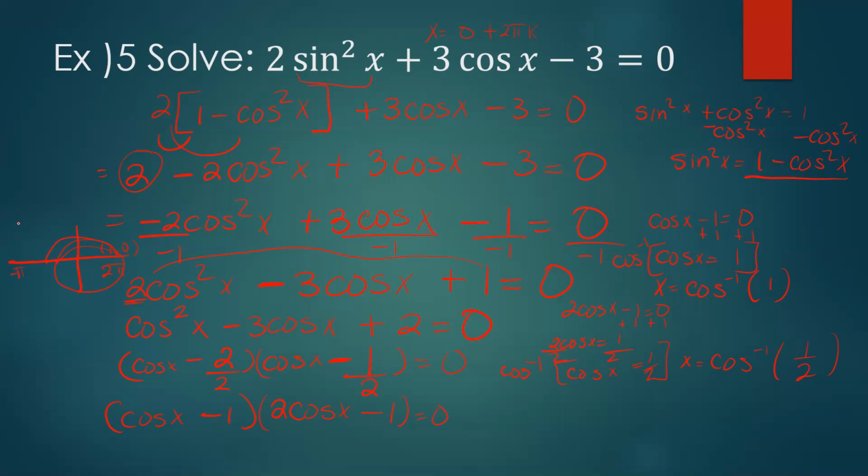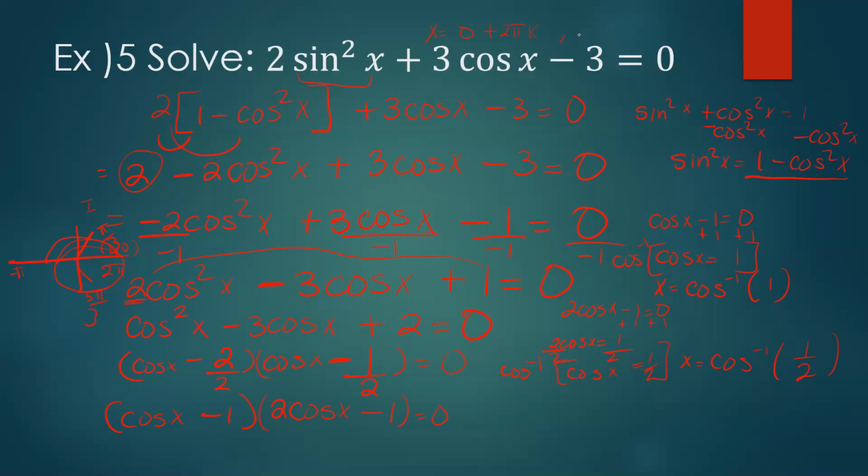So yeah, okay, so that's one of our solutions. Now, what about positive 1/2? Which quadrant is going to give you a cosine of positive 1/2? The quadrant 1, right? And that would be pi over 3. And what else? 5 pi over 3. 5 pi over 3 would be in quadrant 4. So it would be right here.